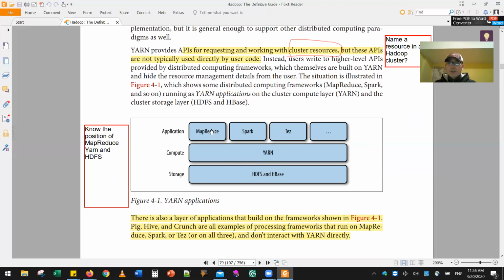So MapReduce will rely on YARN. And YARN, when it runs, is going to rely on HDFS. What it means, a little bit more detail to help you understand it better. HDFS is the fundamental storage management.